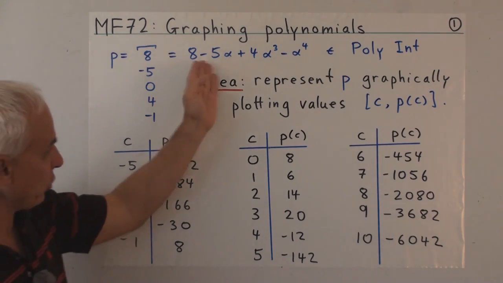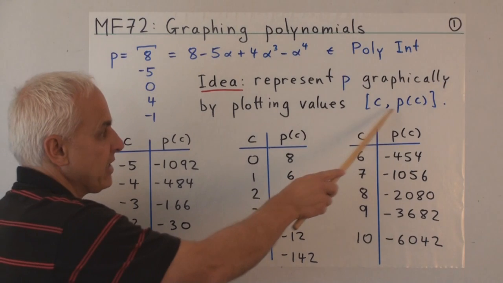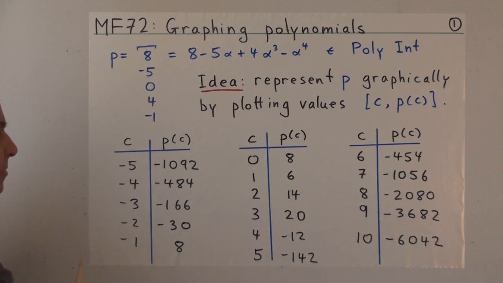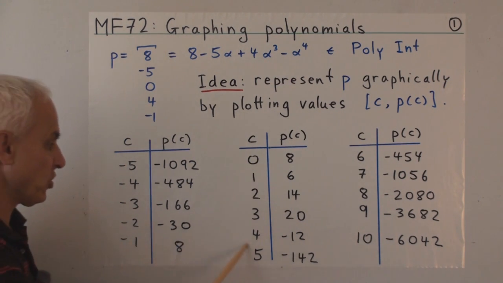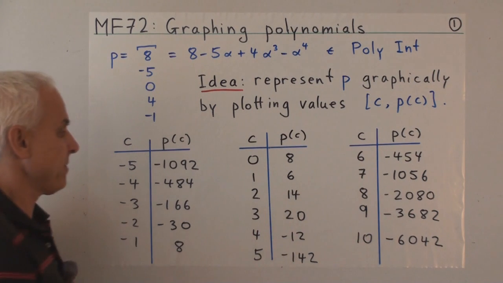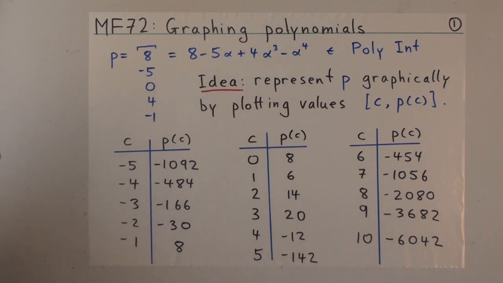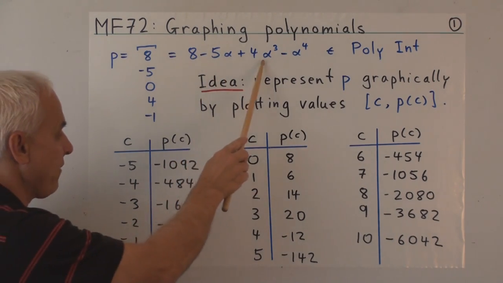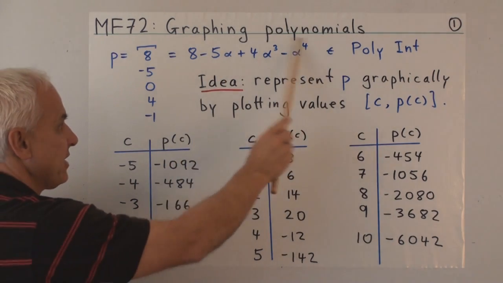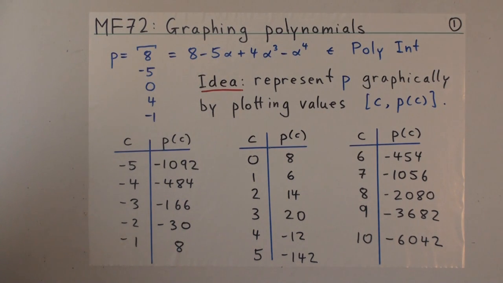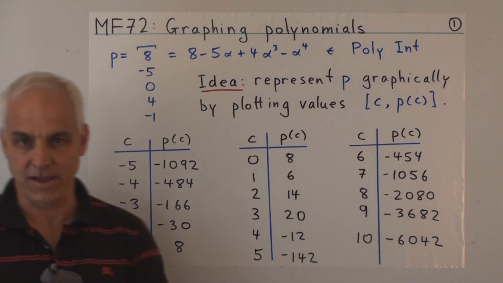So let's start off by having a look at this particular polynomial and calculating some of the values of the polynomial at various constants. So here on the left-hand side I've listed various integers from -5 up till 10, and I've computed for you the values of this polynomial at the various constants. So this minus 166 here means that if you replace alpha with -3, then this evaluates to minus 166. So our idea is to graph pairs of such numbers in a two-dimensional setting.